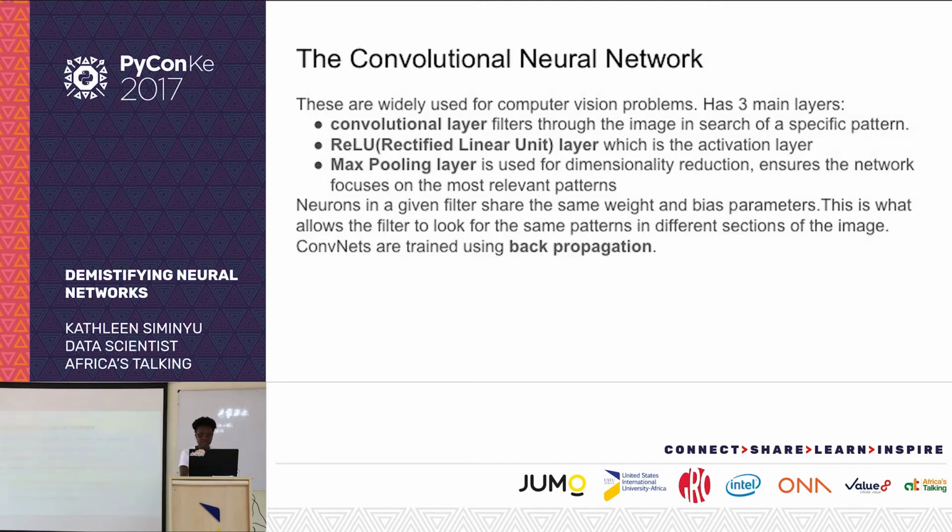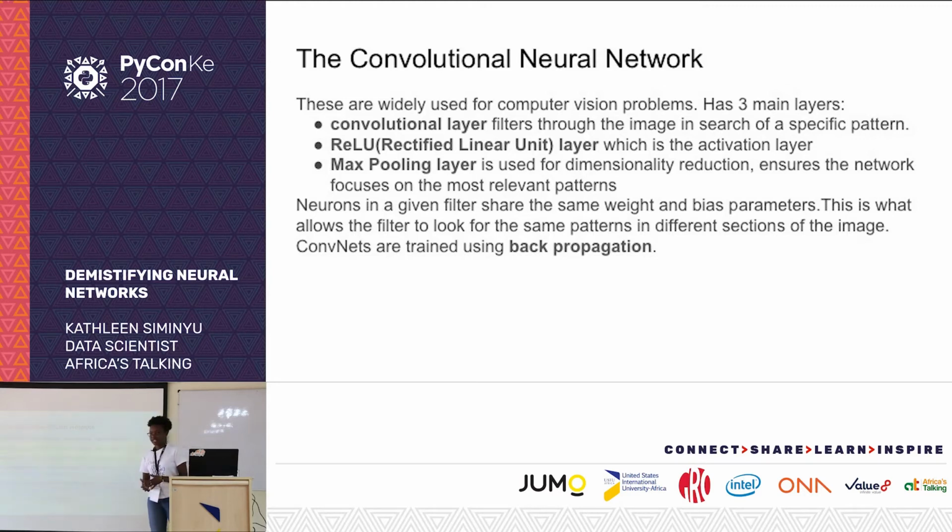So neurons in a given filter share the same weight and bias parameters. This is for convolutional nets. Other nets have different architectures, but just keep that in mind for convolutional nets. And this is what allows the filter to look for the same pattern in different parts of the image. Like I said, it would just go scanning, looking for what it wants to identify. And they are trained using backpropagation.